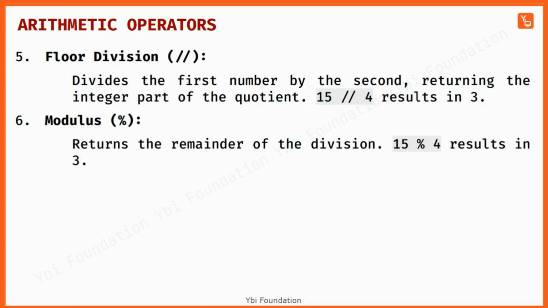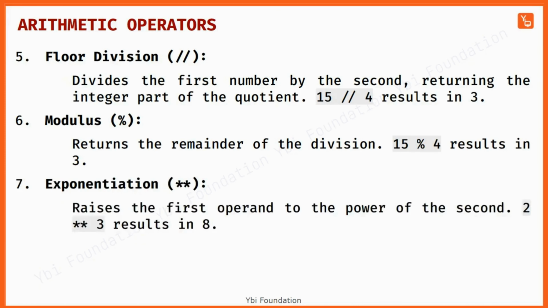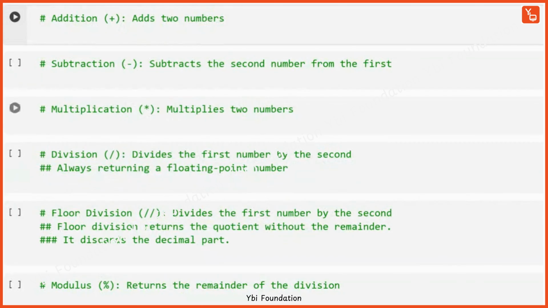The next is the exponential. It is denoted by double asterisk, and it is like 2 to the power 3. Say for example, 2 double asterisk 3, which results in 2 into 2 into 2, and which results in 8. So this is what the exponential is all about, it raises the first operand or the number to the power of the second.